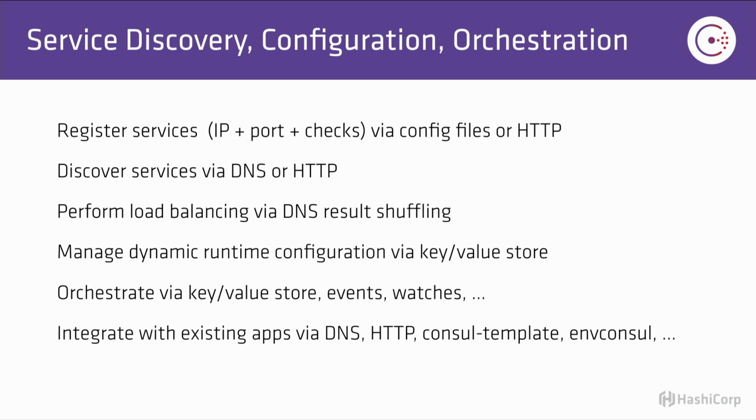In terms of getting service information back out, you can discover them via DNS interface or via the HTTP interface. We'll talk about DNS a little more. You can do load balancing without actually having a load balancer because the DNS results are randomized, so you'll get traffic spread across all the healthy nodes in your cluster just by using DNS queries. You have a full KV store, so you can manage other parts of your application configuration that you want to change on the fly via key value. And you can also use the key value for orchestration. You can do locks, you can do leader elections, semaphores, things like that.